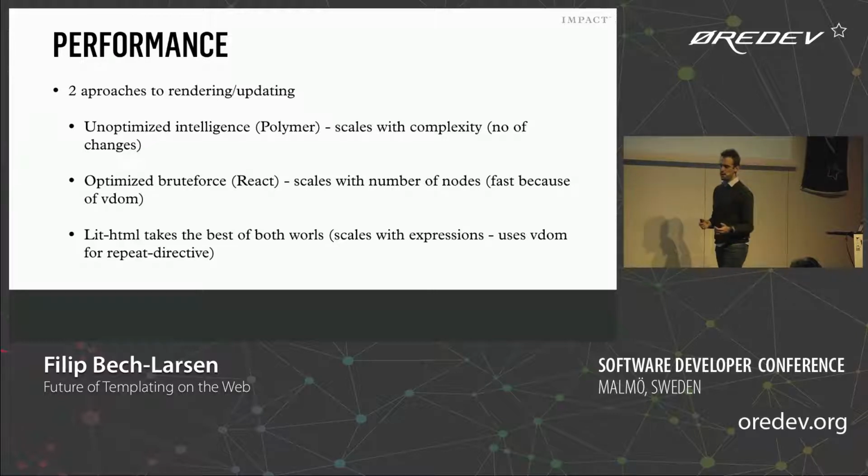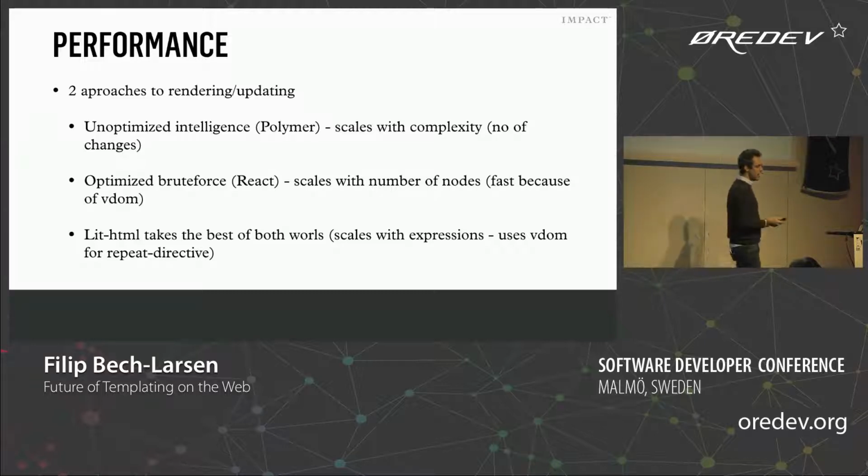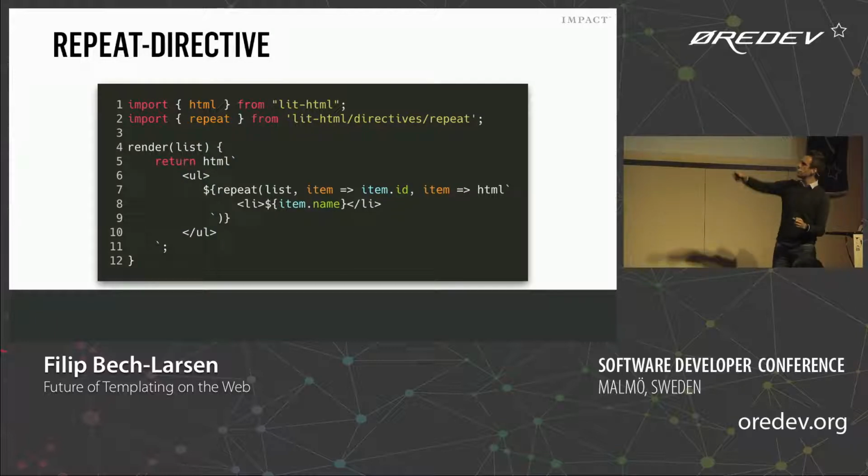So for that, lit-html actually ships with the repeat directive. You use it like the directive you saw before. Here, instead of just taking the list and mapping over it, I call the repeat directive with the list, and then say you should recognize them by the ID of the person or whatever. And that way, this actually uses the VDOM implementation from Vue, which is very small and very efficient.